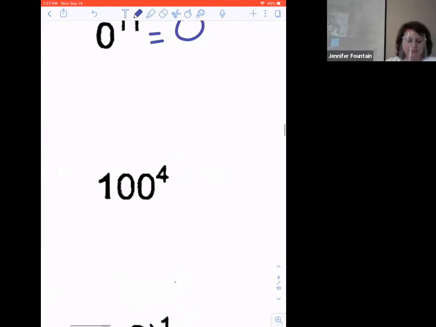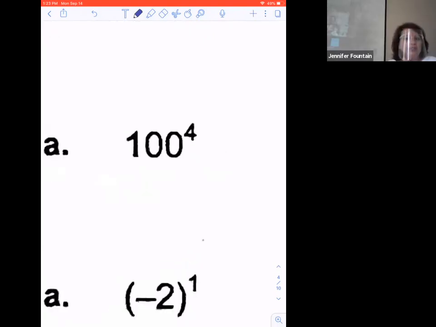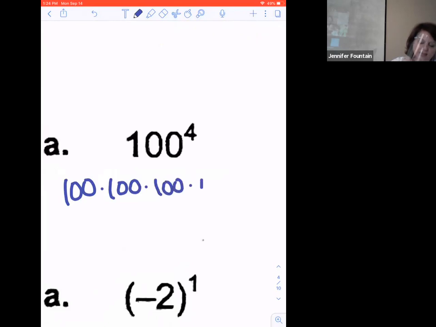All right, so let's take a look at 100 to the 4th power. That means I have 100 times 100 times 100 times 100. Okay, that's a whole bunch of zeros right there, isn't it? So I know that 100 times 100 is what?